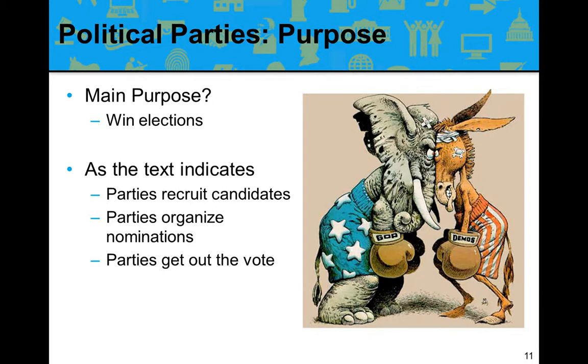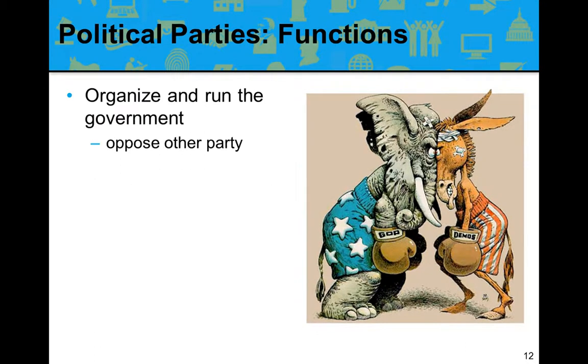Okay. So let's look at this a little bit more in depth. So the parties have to organize and run the government. So again, they make committee assignments. They hopefully will ensure party members are voting along party lines. But party voting in the U.S. Congress is not nearly as prevalent as in other countries like the United Kingdom.